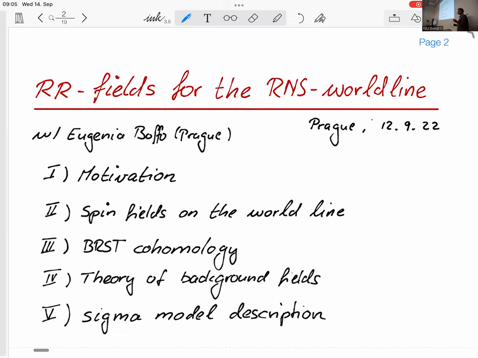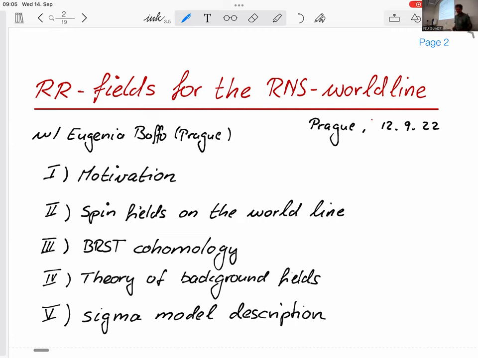It's really what we try to do: we start with the RNS worldline, and then we massage it a little bit in a way that the Ramond-Ramond fields are able to appear. Now, of course, it would be better to do this in string theory than on the worldline. That would be a much better thing to do.